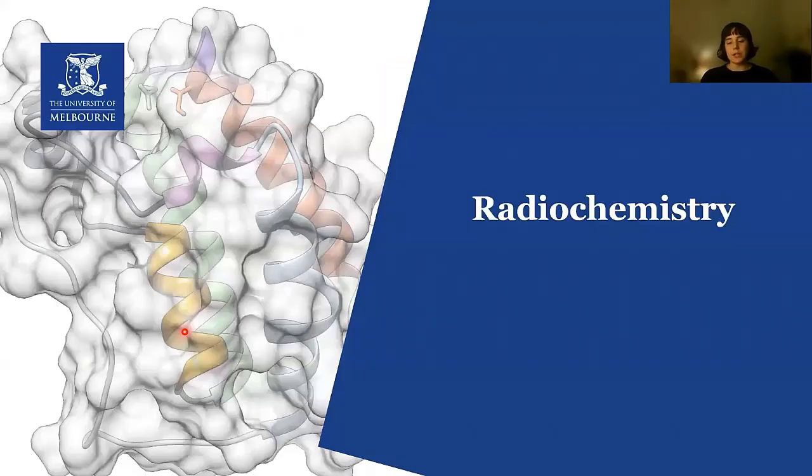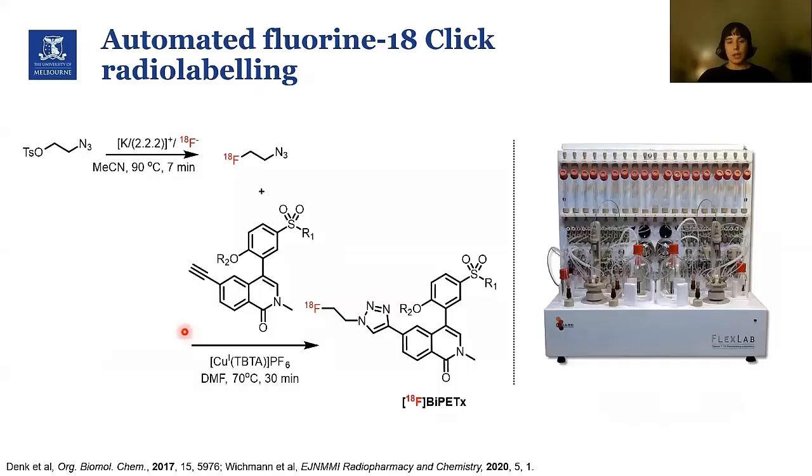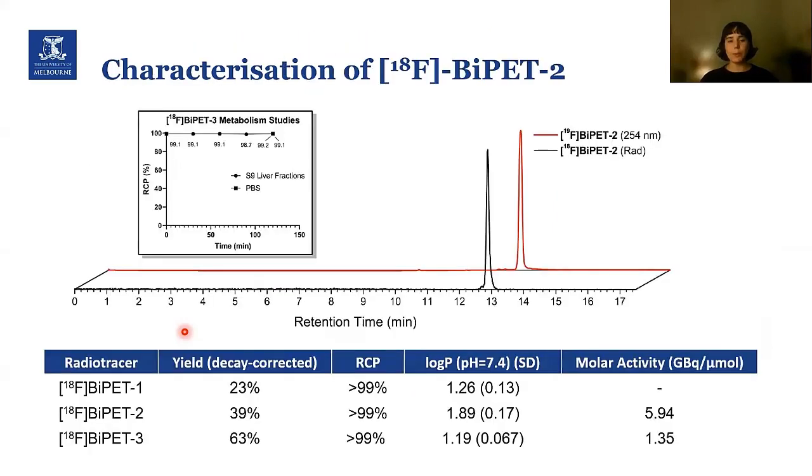Having investigated the binding of these compounds to the target protein, we then moved on to the radiochemistry portion of this project. In essence, the synthesis is identical, except now we're working with F18 2-fluoroethyl azide, and we're also working with an automated synthesis module. We were able to radiosynthesize F18 BiPET 1, 2, and 3 in 23, 39, and 63% decay-corrected yield, respectively. We made these in greater than 99% radiochemical purity, so no further purification was required.